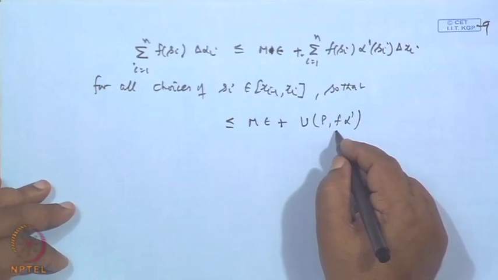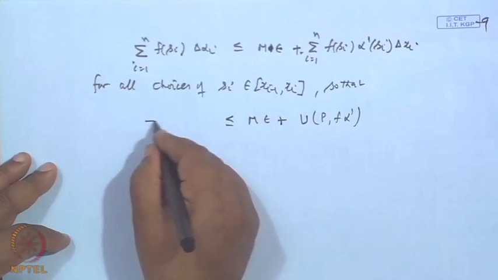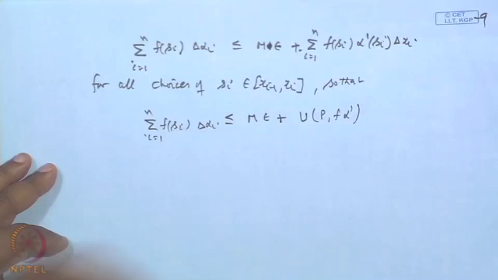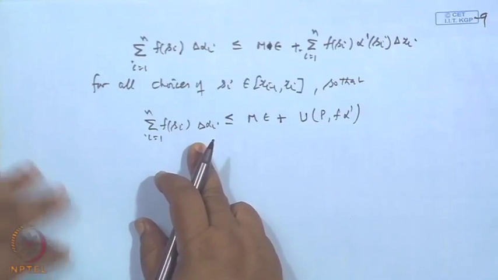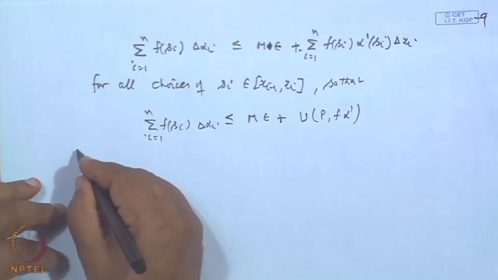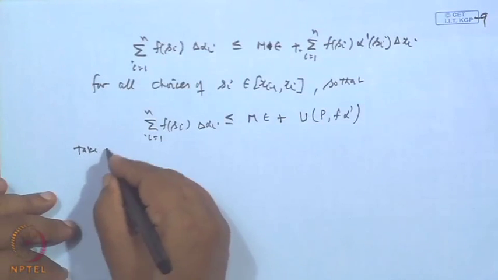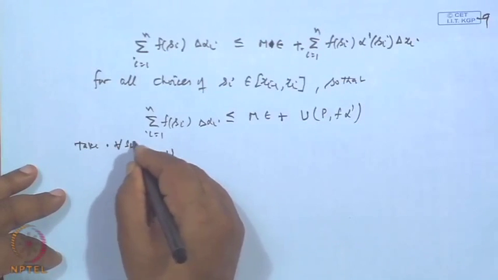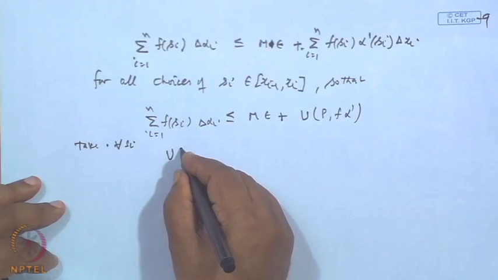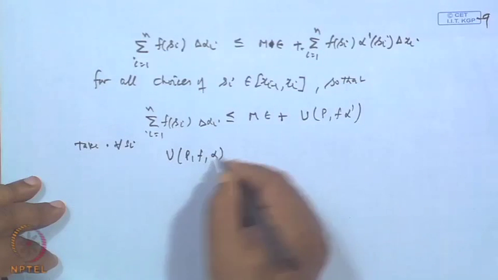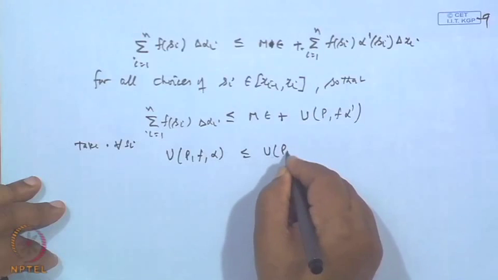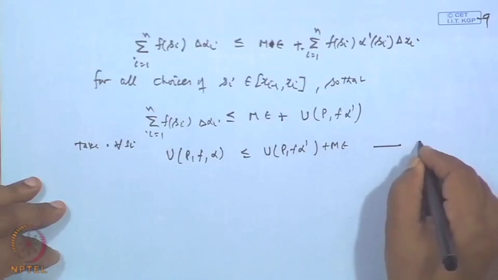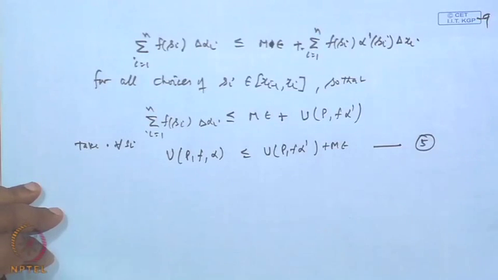So you are getting the upper bound for this, which is less than or equal to the sum from i equals 1 to n of f of s_i delta alpha_i. Now take the upper bound for this. So now take the upper bound on the left hand side, replace it by this maximum value. So you are getting this, this is true for every s_i. So we get the upper bound of this f alpha is less than or equal to upper bound of f alpha dash plus m epsilon. Let it be, say, the fifth equation.